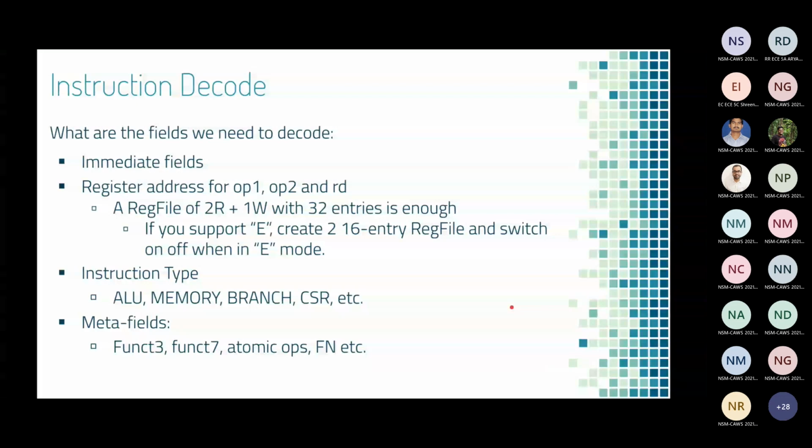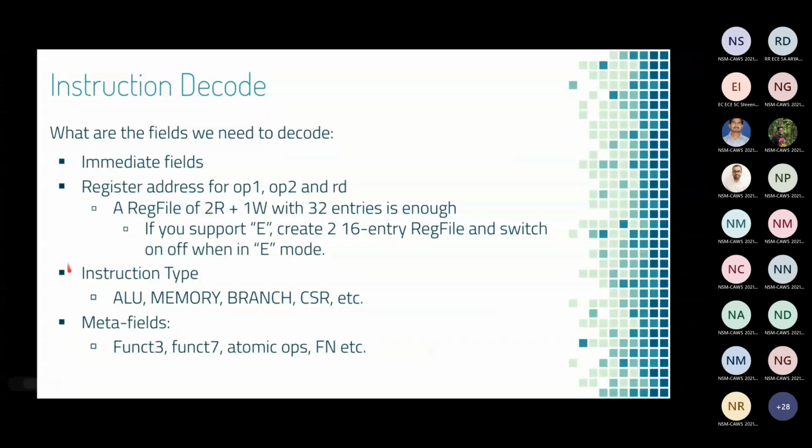It's going to create the decode, the immediate fields. It's going to access the register files. The register files will have 2 read ports and 1 write port. 2 read ports to read the 2 RS1, RS2 operands, and 1 write port where, from the write back stage, you write the result into.